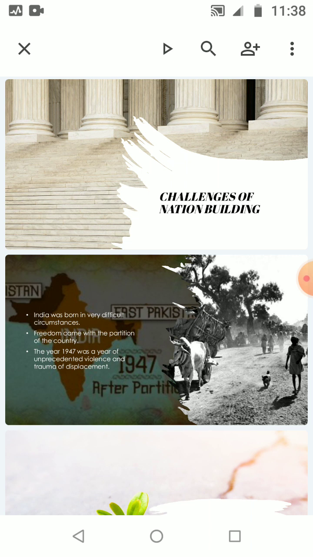India got independence in very difficult circumstances. Perhaps no other country by then was born in a situation more difficult than that of India in 1947. Freedom came with the partition of the country. Everywhere, especially in the eastern and western states of the country, people faced too much violence and trauma of independence.